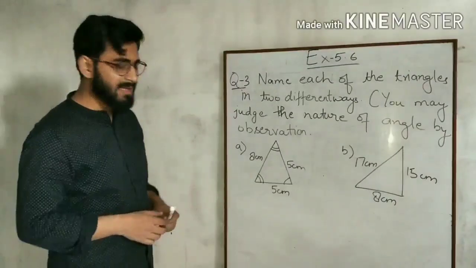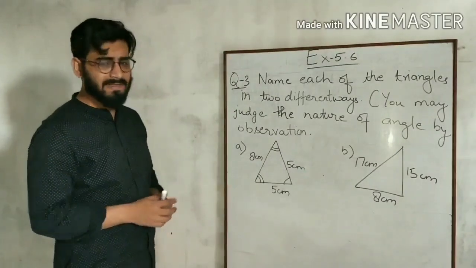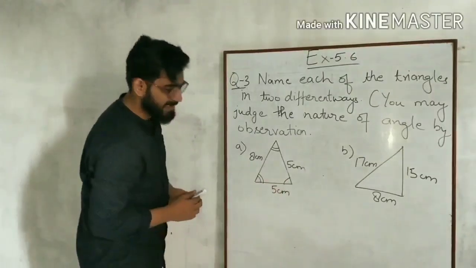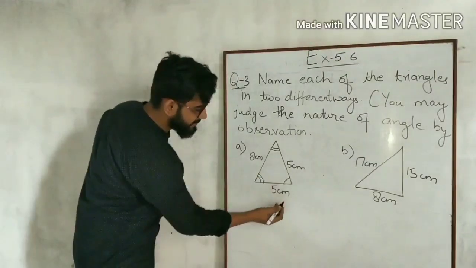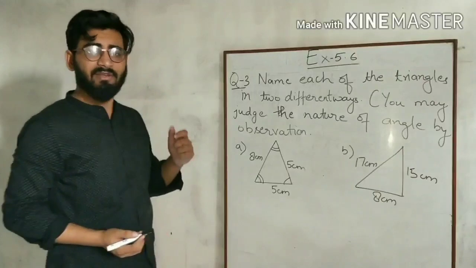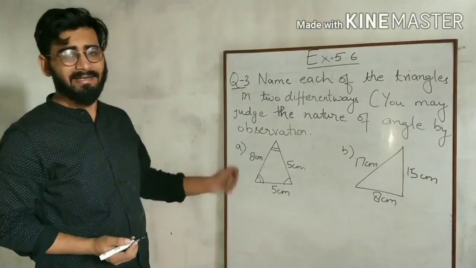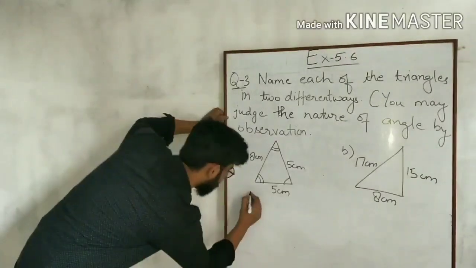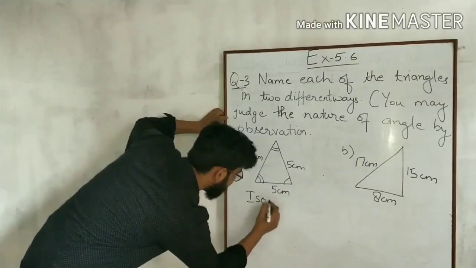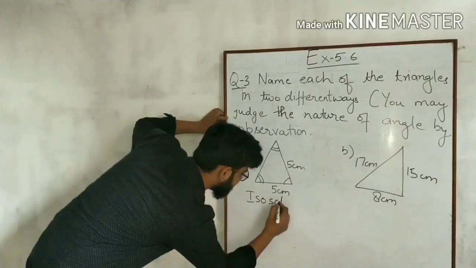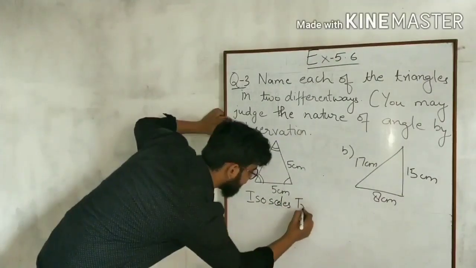So see A part. What is the A part? Here you can see that two sides of the triangle are of equal length, that is 5 cm and 5 cm. And we know that if two sides are equal, then the triangle is an isosceles triangle. So the first way to name this triangle on the basis of sides is isosceles triangle.